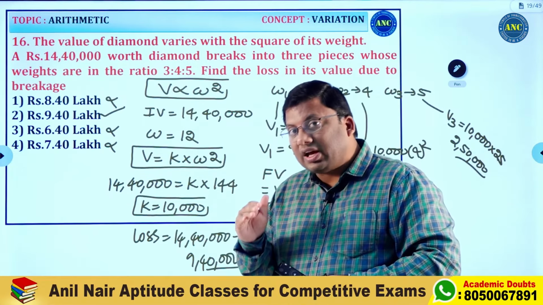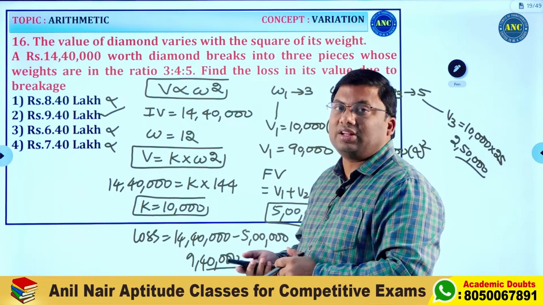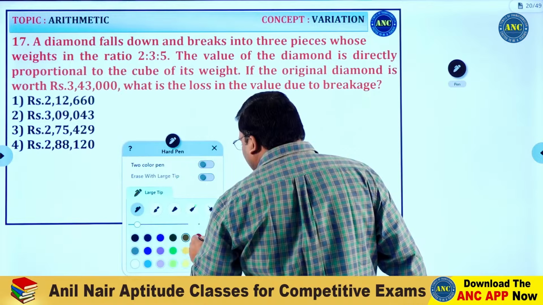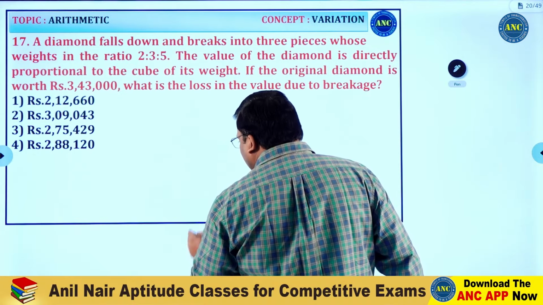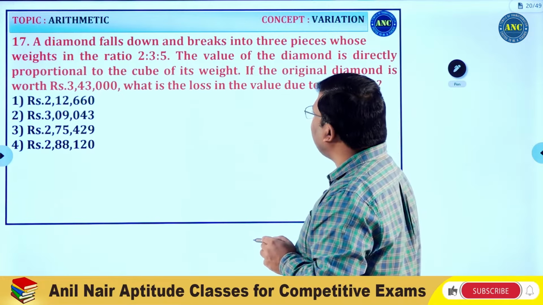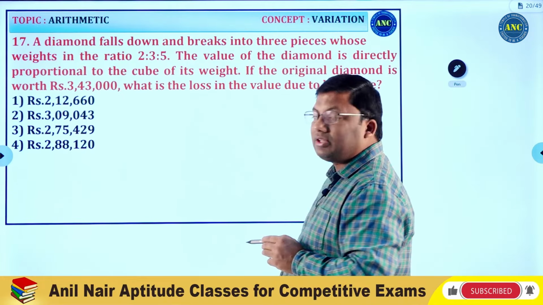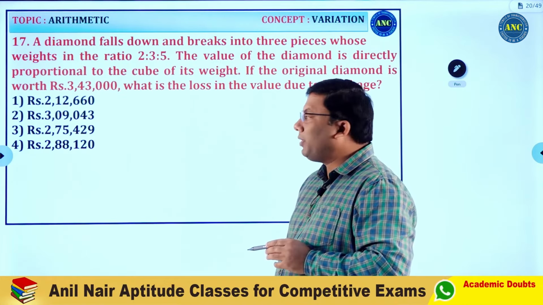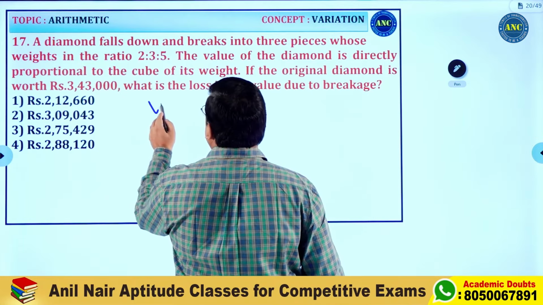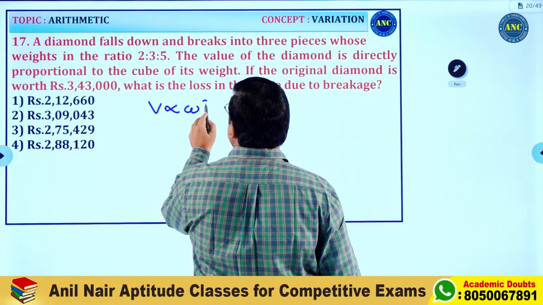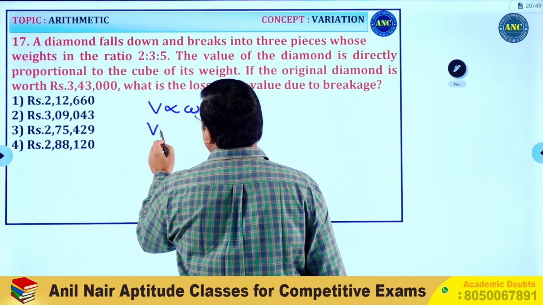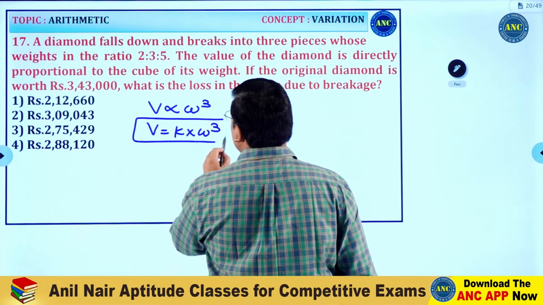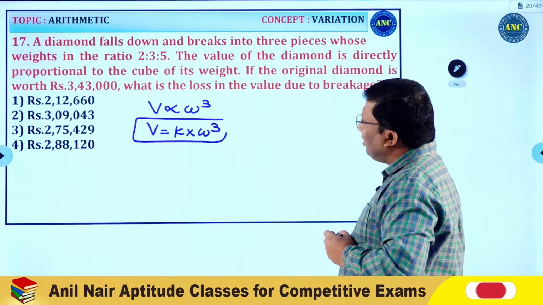I hope by this time you have got an idea how to solve this kind of questions. Now it is not the square of the weight, it is the cube of the weight. Now see here. A diamond falls down and breaks into 3 pieces whose weights are in the ratio 2:3:5. Value of the diamond is proportional to the cube of its weight. So V is equivalent to K into W cube.